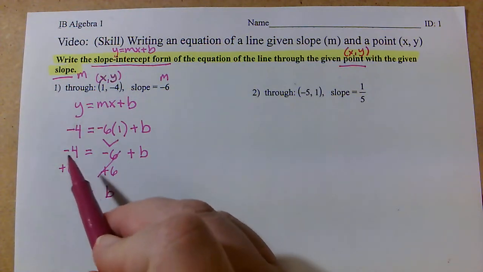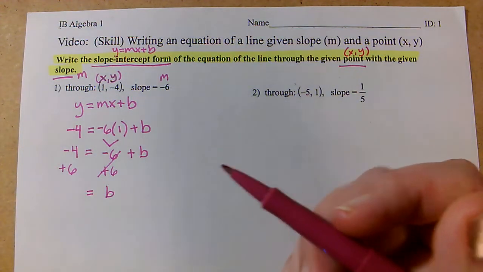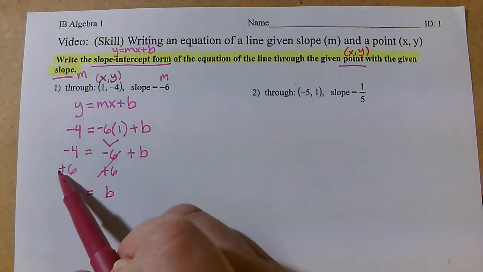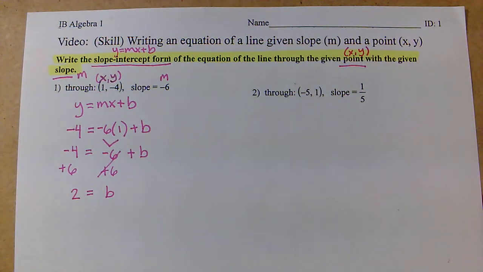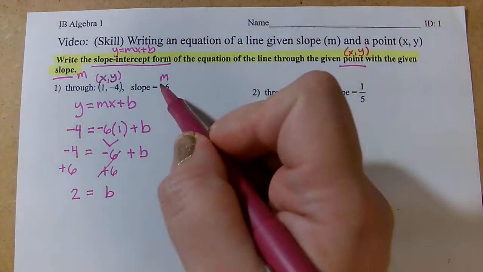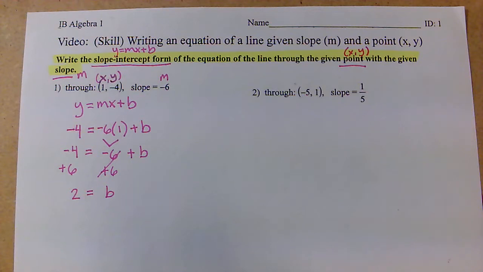So b is going to equal whatever -4 plus 6 are. So if you need to use your calculator, feel free to, but -4 plus 6 is going to be 2. So in this case, b is equal to 2. Now that I know what b is equal to, and I know what m is equal to, I can write my equation in y equals mx plus b form.